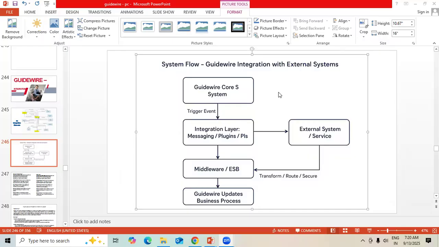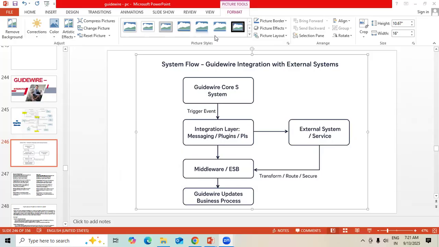So, as part of Guidewire integration, this is the system flow we generally follow when we are integrating with external systems, using integration layers followed by any kind of message plugins we are connecting with. Whenever we trigger an event, we integrate through integration layers with any external systems or services.